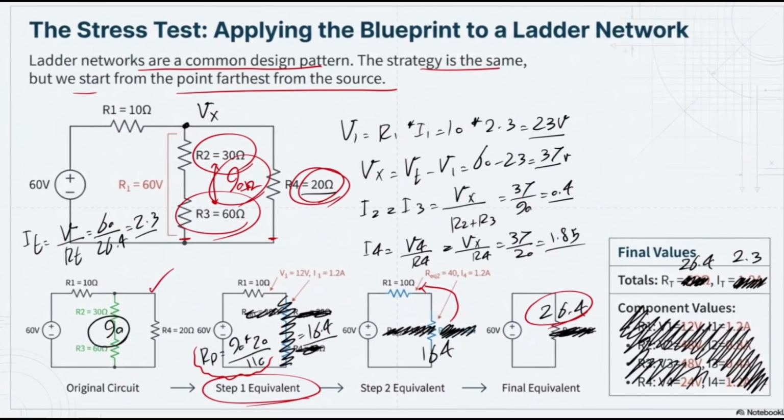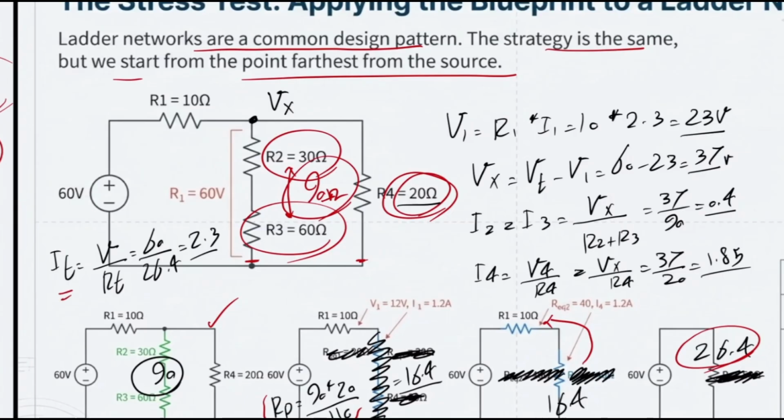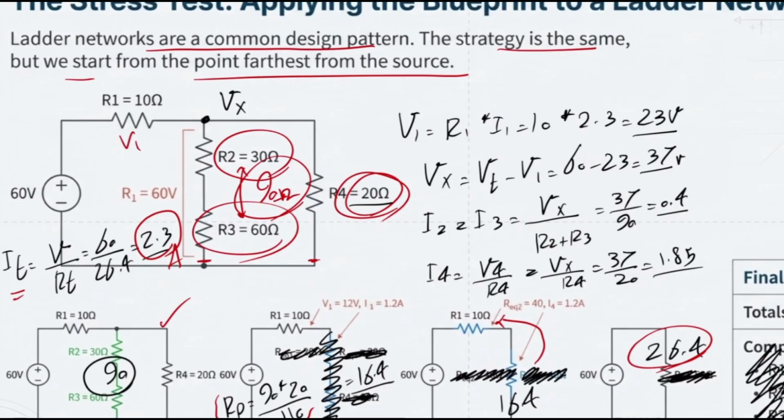So let's talk about what we can do right now. The very first thing we have to find, because again we have to find the current for each branch and also the voltage for each part, is I total, which, as I just told you, is equal to V divided by RT. V right now is 60 divided by RT, which is 26.4, so it is about 2.3 amp. The V1, or the amount of voltage drop through our first resistor, is going to be R1 times I1, which is 10 times 2.3, 23 volt.